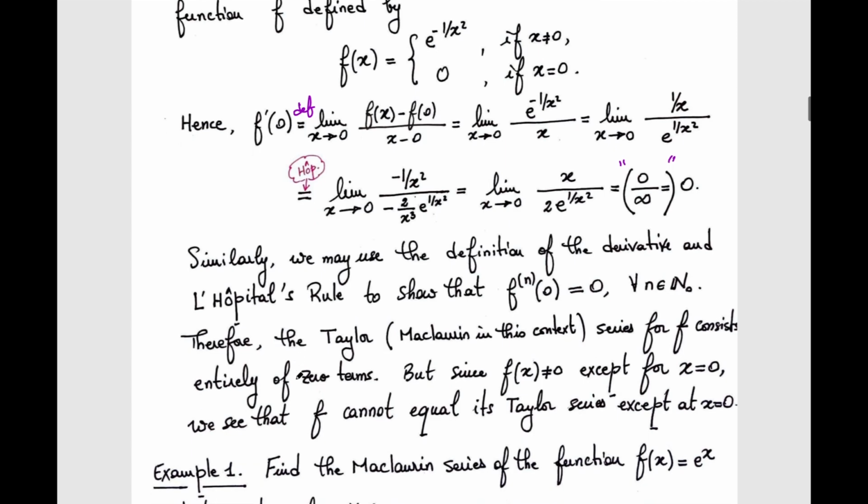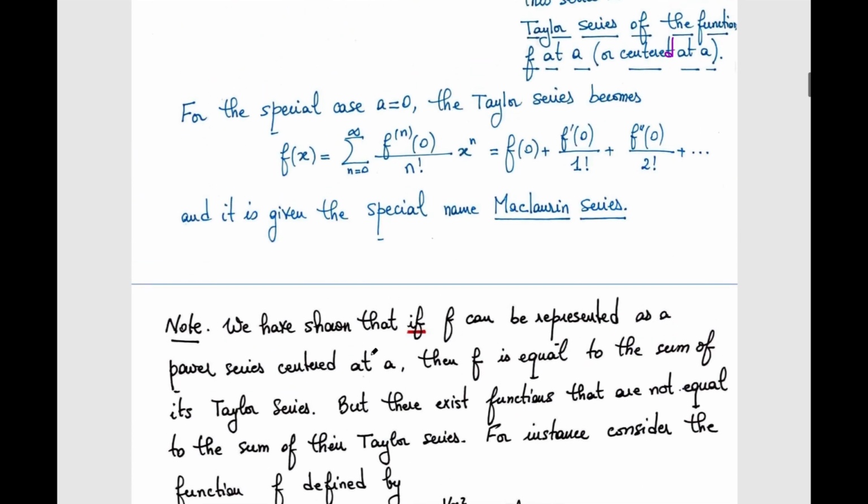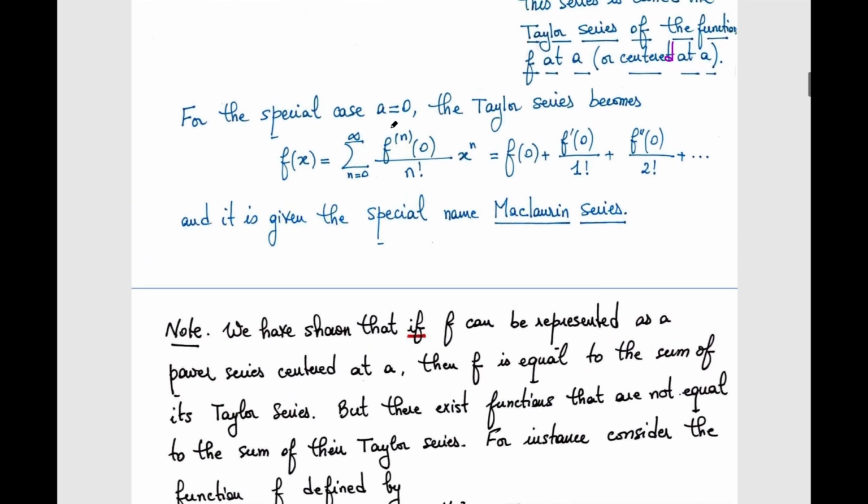In a similar fashion, we may use the definition of derivative and L'Hopital's rule to show that the nth derivative of f at 0, for any n, is also 0. And as such, the Taylor series, and as a matter of fact the Maclaurin series expansion for f, is just 0; it consists entirely of 0 terms, right? Why? Because this guy is 0. In our context, this guy would be 0. And if this guy is 0, you have a countable sum of zeros, and that's 0, right?